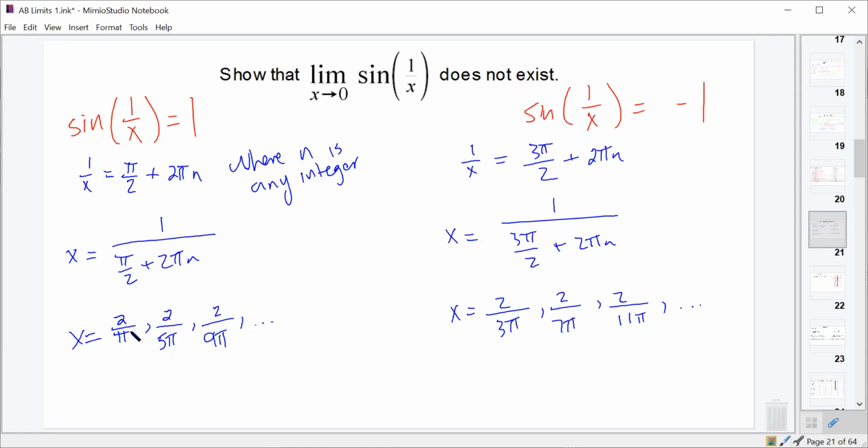2 over pi is bigger than 2 over 5 pi, right? And 2 over 5 pi is bigger than 2 over 9 pi. And the next one here is going to be smaller again, and the next one will be smaller and smaller and smaller. And so there are an infinite number of these values that make sine of 1 over x equal to 1. And each of those values is getting smaller and smaller and closer and closer to 0, aren't they?